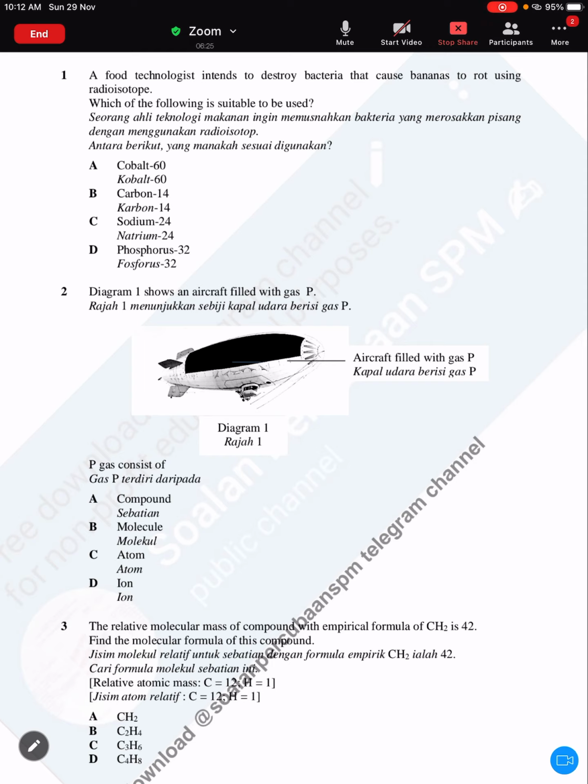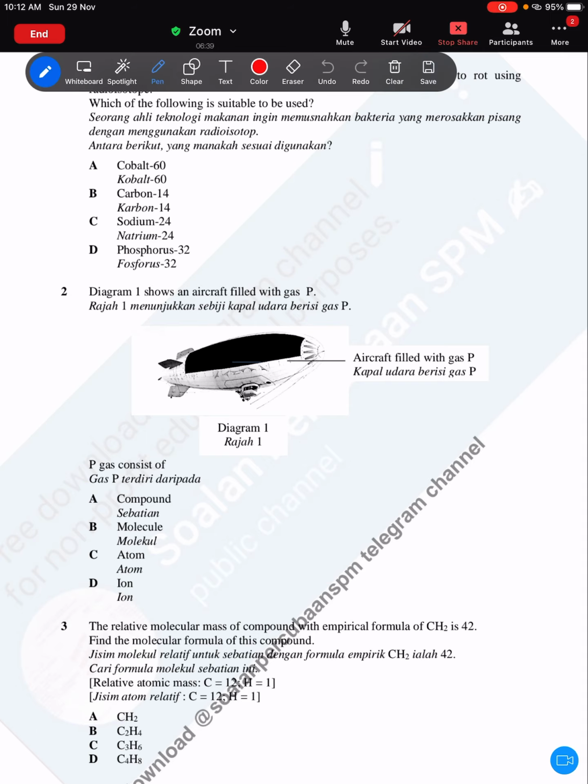Food technologists intend to destroy bacteria that cause the banana to rot using radioisotope. They want to kill the microorganism. In your opinion, which one is the most suitable? Very good. Normally, cobalt 60, yes, is not only used to kill the microorganism, cobalt 60 is also used in a cancer treatment.